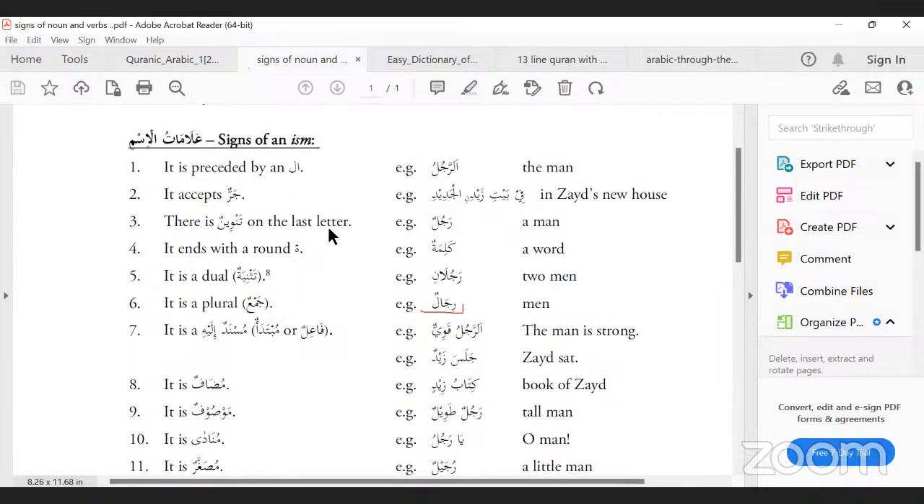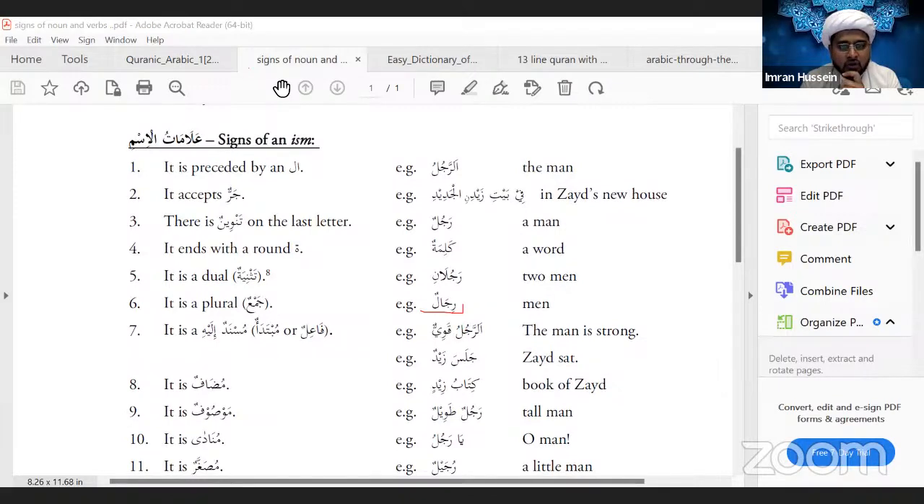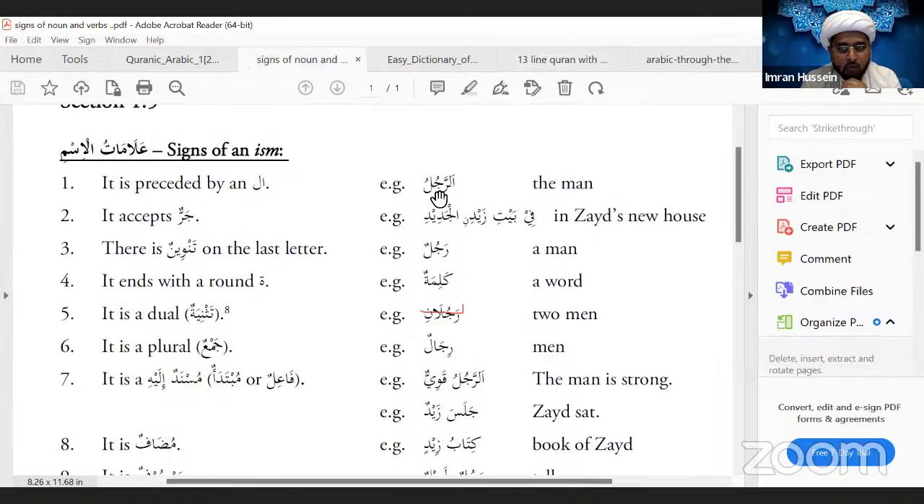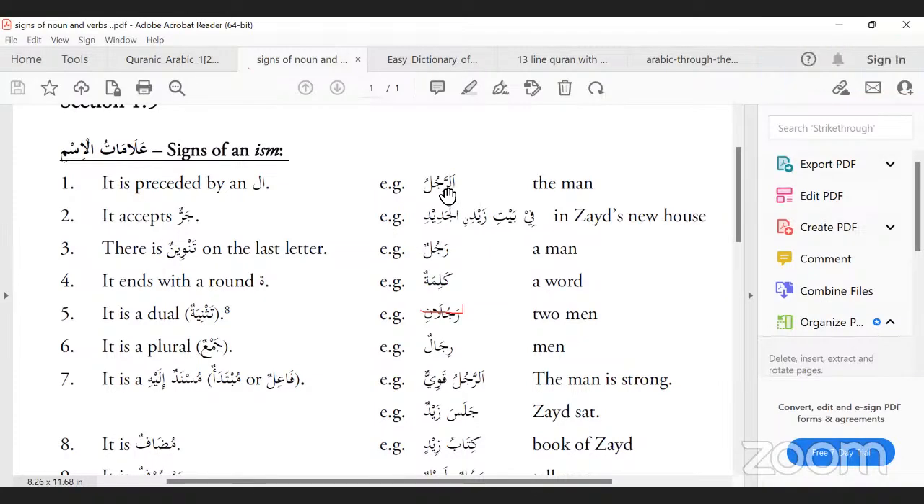Number 1. The first one is ar-rajulu, alif lam, the. So whenever the comes with a word, you know that it is an alamatul ism, a sign of a noun. Okay, thank you.